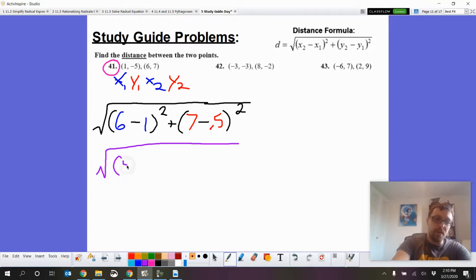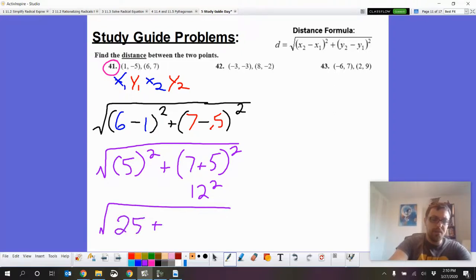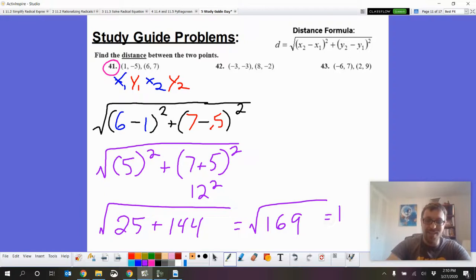6 minus 1, that's 5. And then we've got 7 minus -5, that is 7 plus 5, which is 12. I don't know why I wrote out 7 plus 5. So we got 12 squared. So this is the square root of 25 plus 144, which equals the square root of 169, which I happen to know. The square root of 169, I know that's 13. And that's our answer. That's our distance between those points.